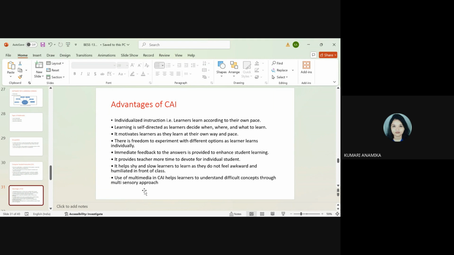It provides the teacher more time to devote to individual students. Even the teacher can give individualized attention to the student. It also helps shy, slow and introvert learners to learn as they do not feel awkward and humiliated in front of the class. Use of multimedia in CAI helps the learner to understand difficult concepts through a multisensory approach.